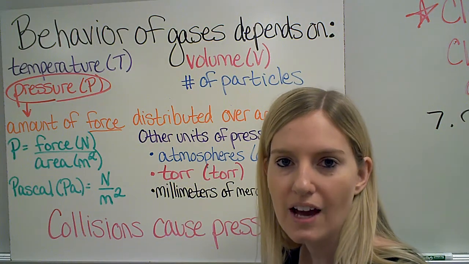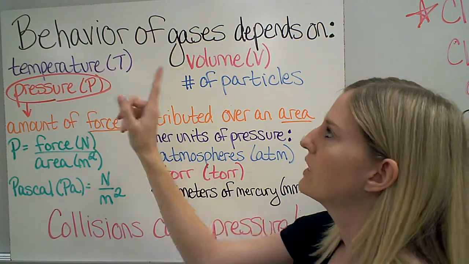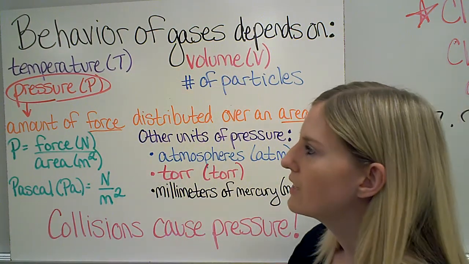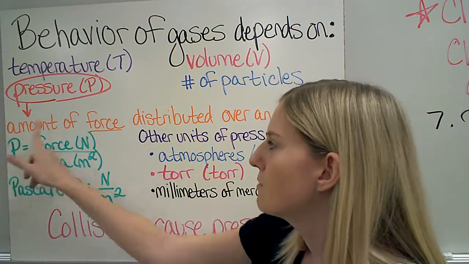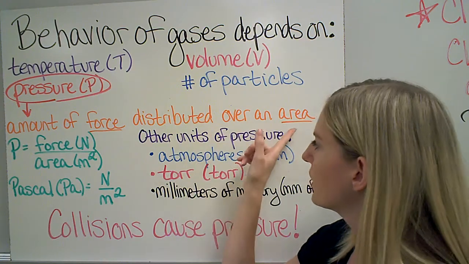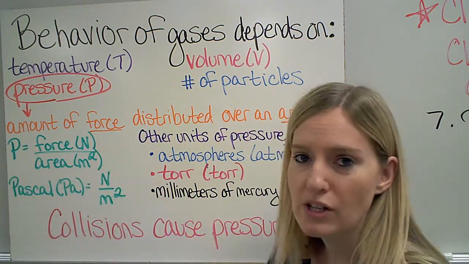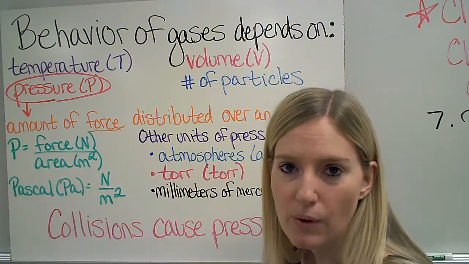Several things affect how a gas behaves. There's temperature, which we'll represent with a capital T, volume with a capital V, the number of particles in the container, and the pressure, which is a capital P. Pressure is the amount of force distributed over an area. So to figure out pressure, I would take the force, which we measure in newtons, and divide it by the area, which we measure in meters squared.